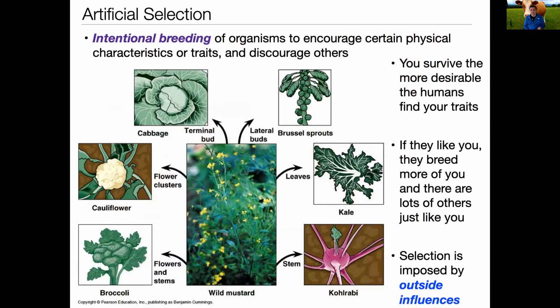Artificial selection is the intentional breeding of organisms to encourage certain physical characteristics or certain traits, behaviors, whatever, and to discourage others. Okay, so the classic example is shown here. This is a figure you can see in your textbook. You'll recognize around the outer edges of this figure all kinds of vegetables that you and I eat, or if you don't eat vegetables, that your mother encourages you to eat. Broccoli, cauliflower, cabbage, Brussels sprouts, kale, kohlrabi, right? These are all unique and distinct vegetables that I see on the produce shelf at the grocery store. But all of them derive from wild mustard, which does appear in the wild, but none of those others do.